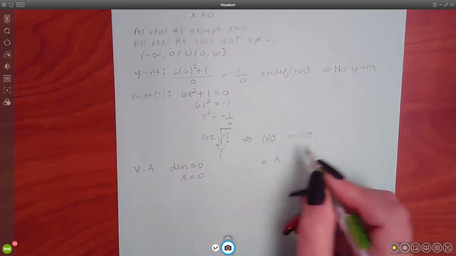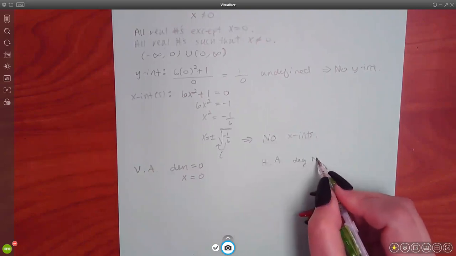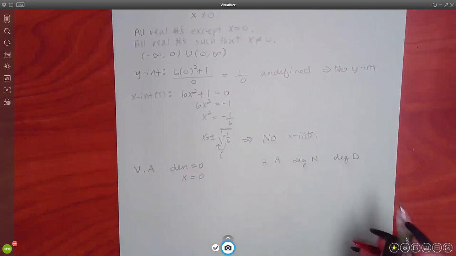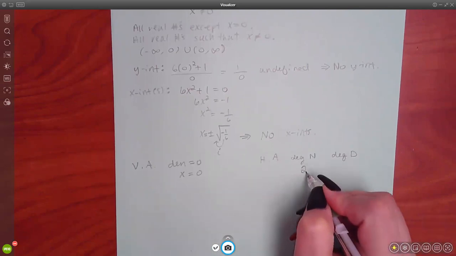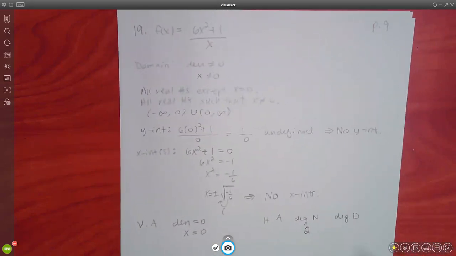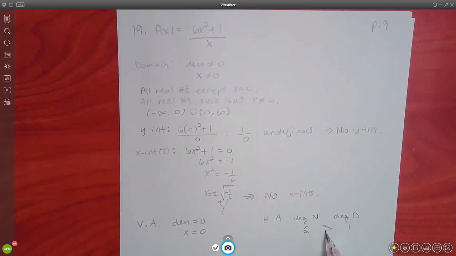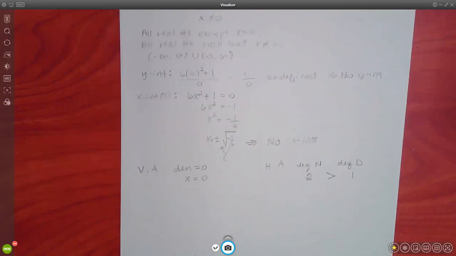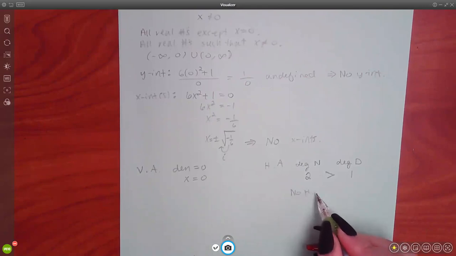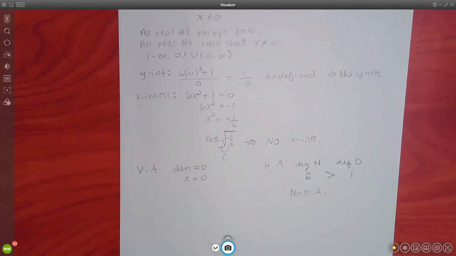The horizontal asymptotes, what's the degree of the numerator? The degree of the numerator is 2, right? Highest exponent up there is 2. What is the highest exponent of the denominator? 1. And so in this case, the numerator is actually bigger, isn't it? Now, when it's bigger, there's no horizontal asymptote. However, if it's bigger by exactly 1, then we actually have a slant asymptote instead, right? So in order for us to get the slant asymptote, we do have to do the long division here.